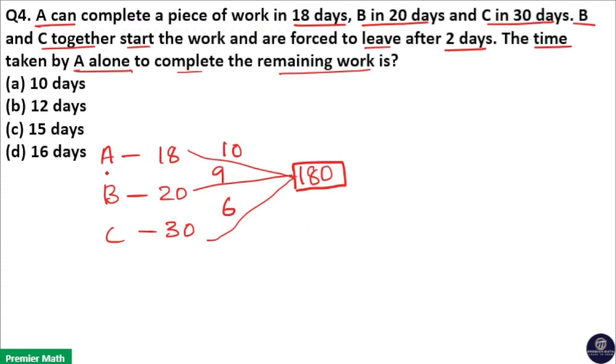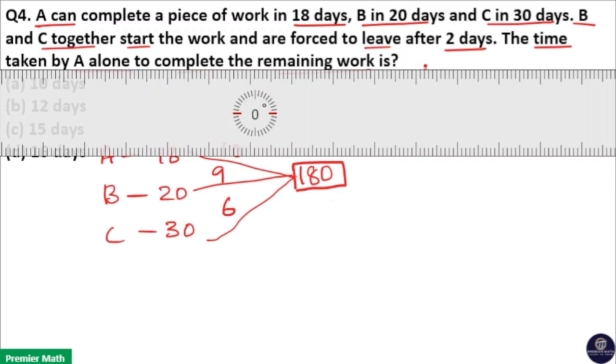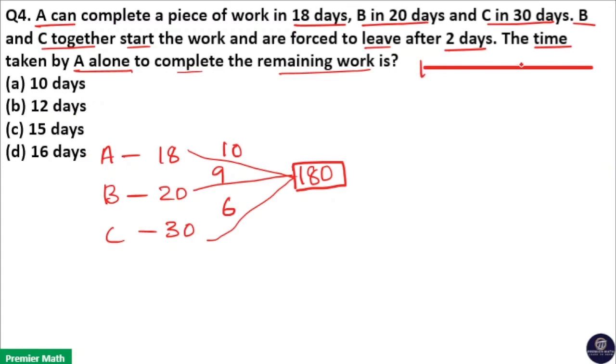Now A's efficiency is 10, B's efficiency is 9, C's efficiency is 6. That means A can complete 10 unit of work in a day, B can complete 9 unit of work in a day, C can complete 6 unit of work in a day. Now here the question says B and C started the work and they worked together for 2 days. Then B and C leave and the remaining work is completed by A. So we need to find out in how many days A completed the remaining work.